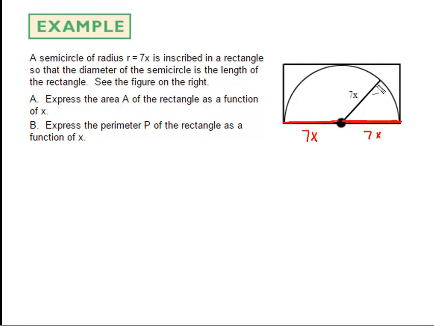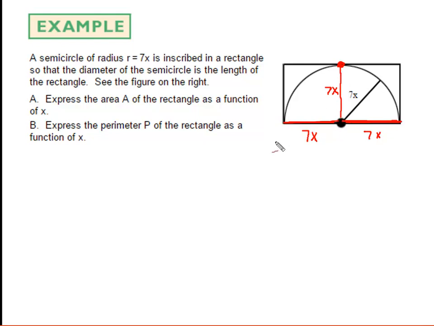And then again, this radius is going to extend here as well. There's my radius of 7x, and that's going to be, let's say, the height of the rectangle. So I've got a length and a width, or length and height, however you want to call that. So one dimension of the rectangle is 14 x's.